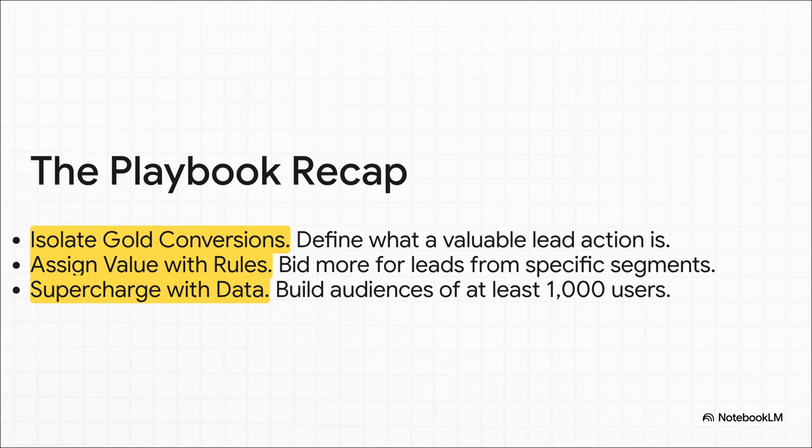Step 1. You isolate your true gold standard conversions. Step 2. You use those value rules to tell Google's AI exactly who is most valuable to your business. And Step 3. You supercharge the whole system with that high-intent audience data. You see, it's this powerful combination that gives the AI the crystal clear instructions it needs to stop chasing random clicks and start finding you actual customers.